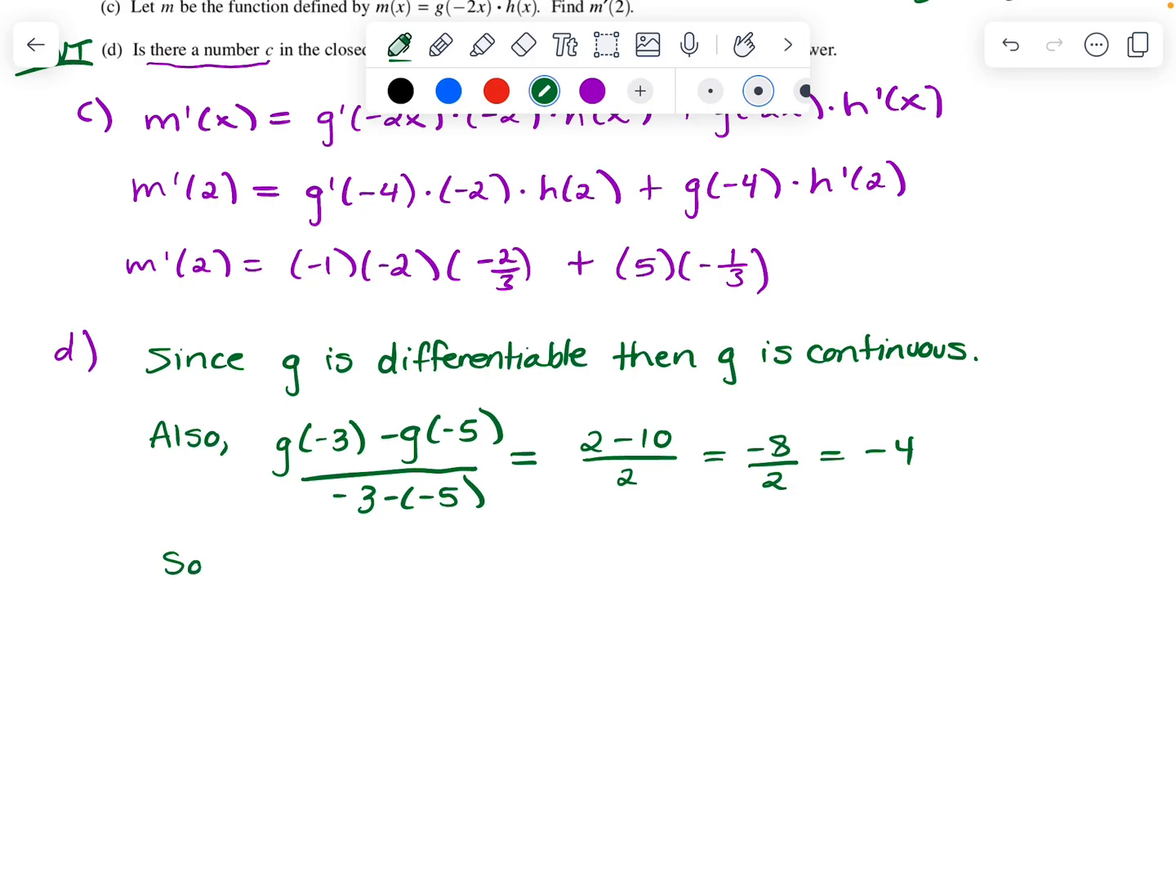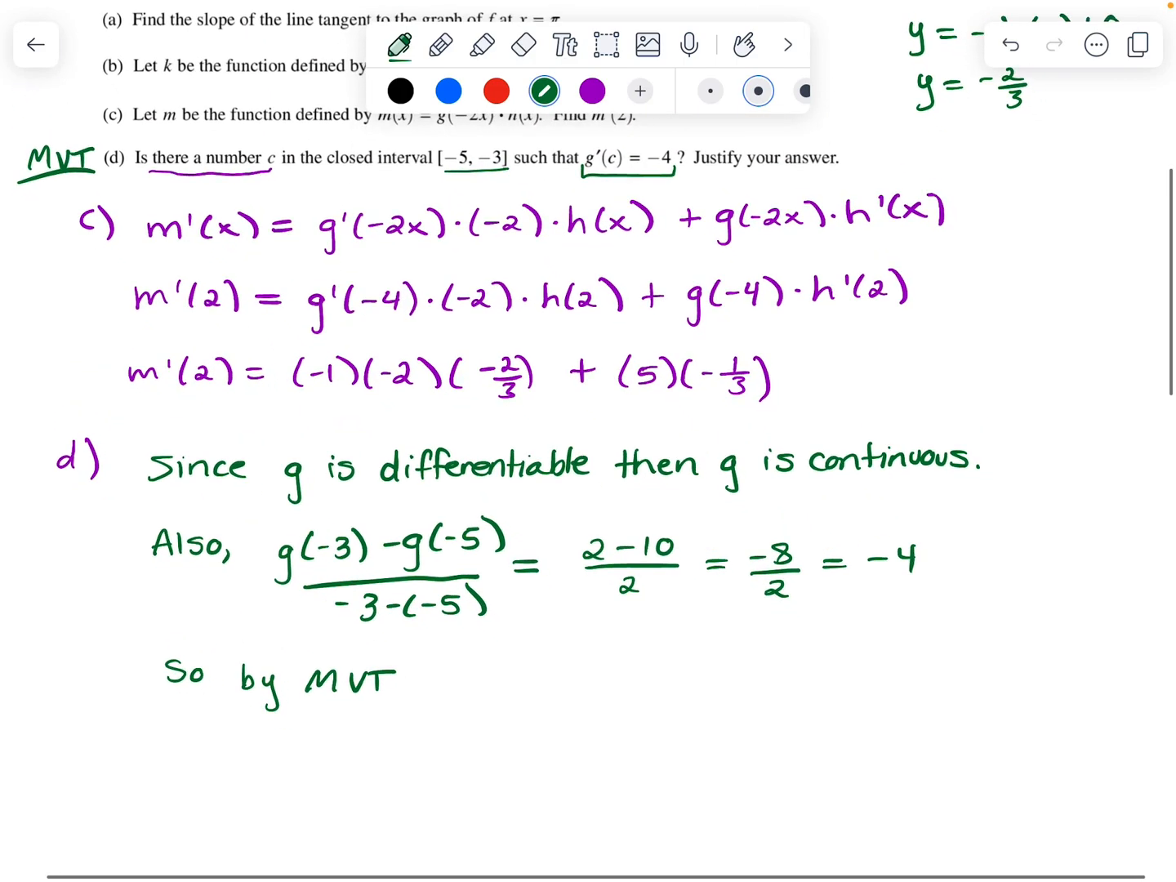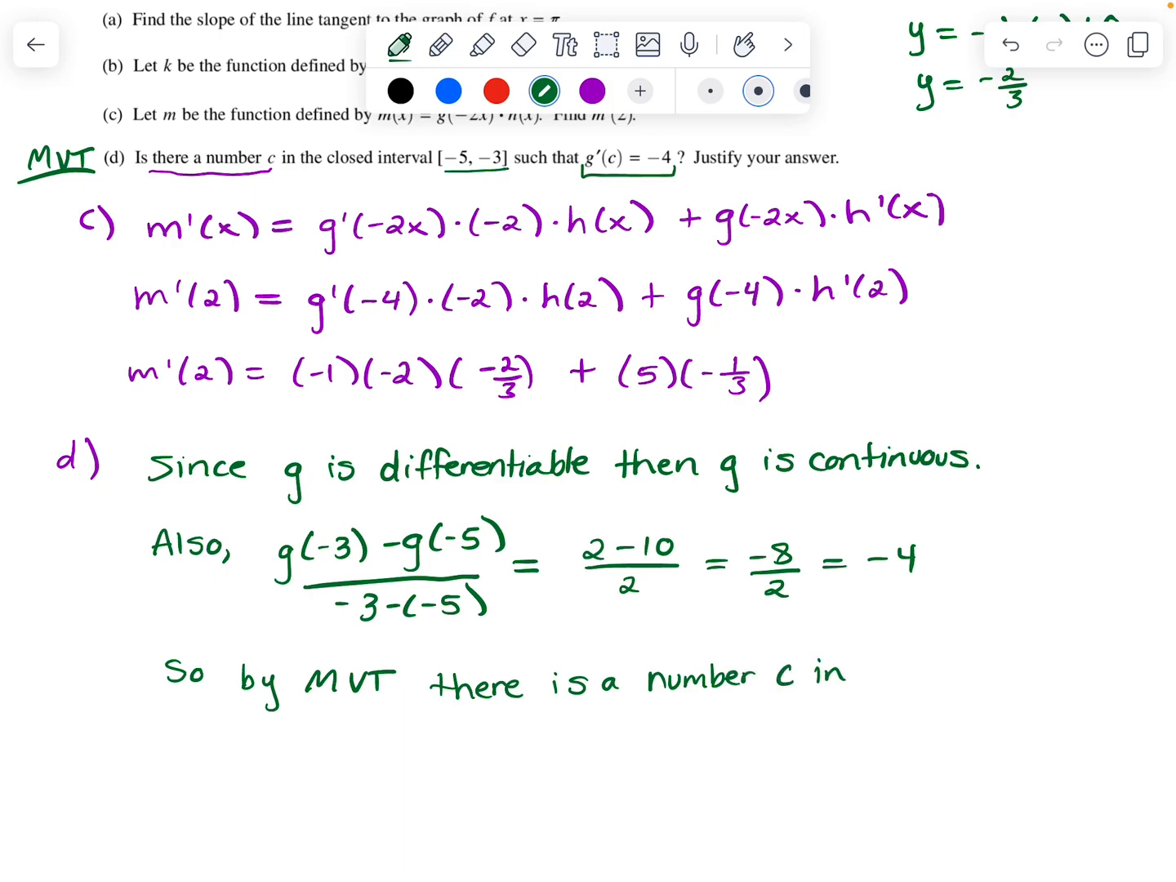Now, since you told them that the function's differentiable, then it's continuous. We have differentiability and continuity, and you have shown that the average rate of change does in fact equal -4. Make sure that you are using proper notation. And so we can say, by mean value theorem, there is a number c, and just copy the statement that it was asking, a number c in [-5, -3], such that g prime of c is equal to -4.